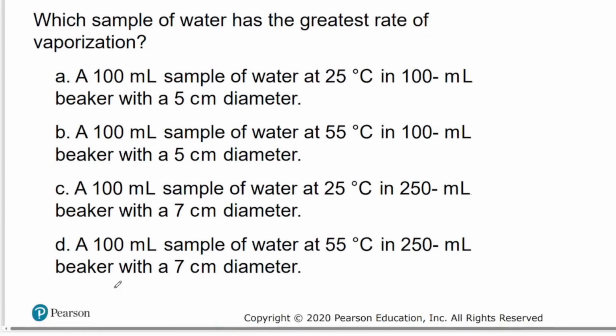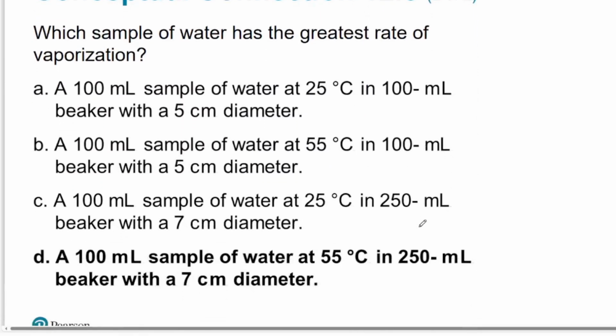We see that they're all 100 milliliter samples. Two of them are at 25 degrees C and two are at 55. So we can assume that the higher temperature sample would have a higher rate of vaporization. One of them is in a 250 milliliter container and the other is in a 100 milliliter container. The 250 milliliter container would have a larger surface area and therefore would have a greater rate of vaporization. And we see that here, that the higher temperature sample in the larger container has a larger rate of vaporization.